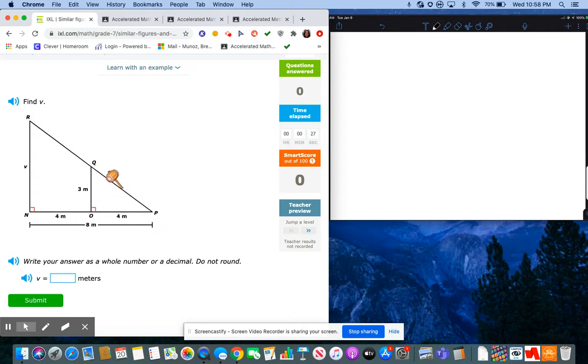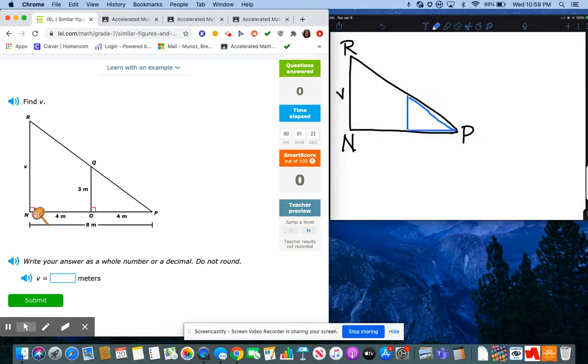What I'm going to do is redraw these triangles, but separate them. The first triangle I'm going to draw is the large one, PRN. This is R, the P goes here, and the N goes here, and this is the dimension we need to find. The other little triangle is this one, with Q and O here.